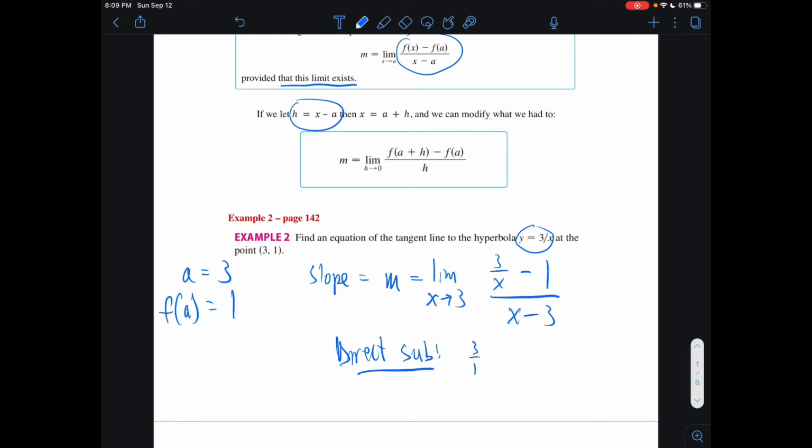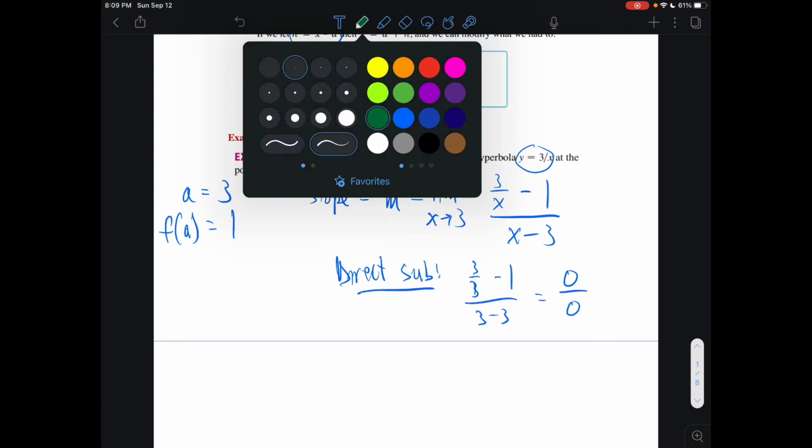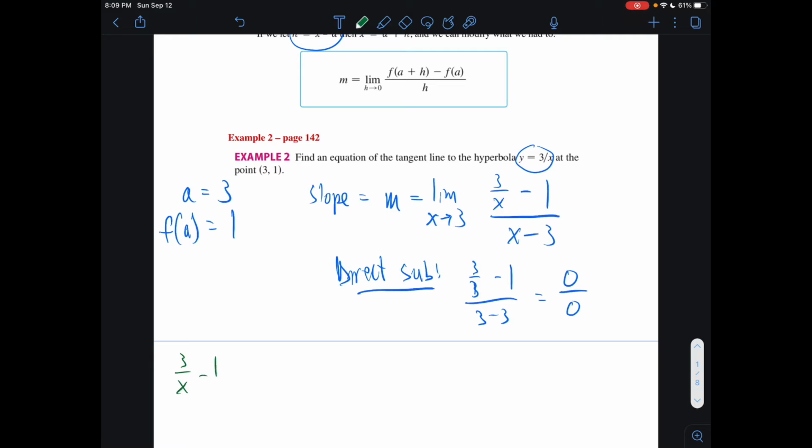But that would give me 3 over 3 minus 1 divided by 3 minus 3, which turns into 1 minus 1 or 0 divided by 3 minus 3 or 0, which tells me that I have a hole essentially in this graph, which means that there is some way to simplify this by canceling out some common factor. So I'm going to take that difference quotient, 3 divided by x minus 1, all divided by x minus 3, and see if we can simplify this in some way.